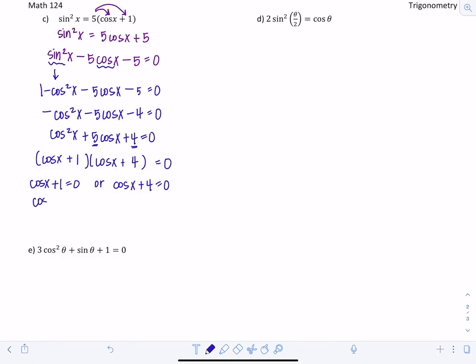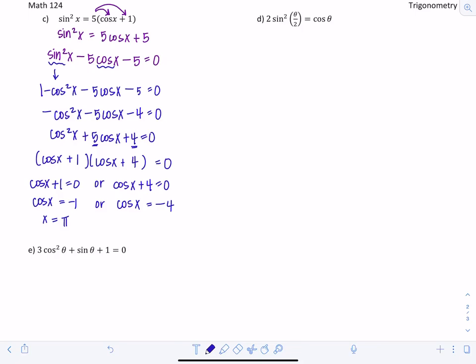So solving each of these, first one tells me cosine x is negative 1. Well, when is cosine equal to negative 1? Imagine your unit circle. When is x equal to negative 1? Well, that's at pi radians. Or cosine x is equal to negative 4.